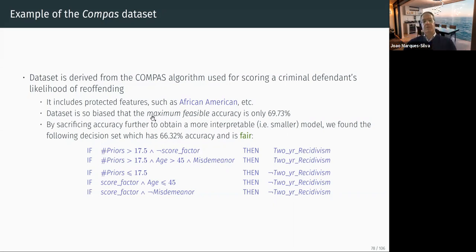Now, what we did is we sacrificed accuracy to obtain an interpretable model, and get fairness. So this is what we got. Notice that the features we are looking at are the number of priors. Again, you could say there is some connection between priors and race. Well, yes, but we are assuming that that is not the case, and also score factor, misdemeanor, age, and so on. It's reasonably interpretable, and it's not the best we could get, but it's not very far away from the best we could get.